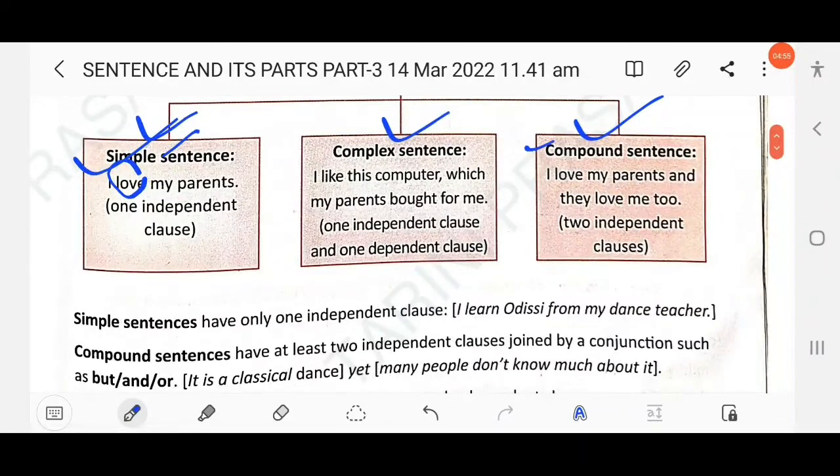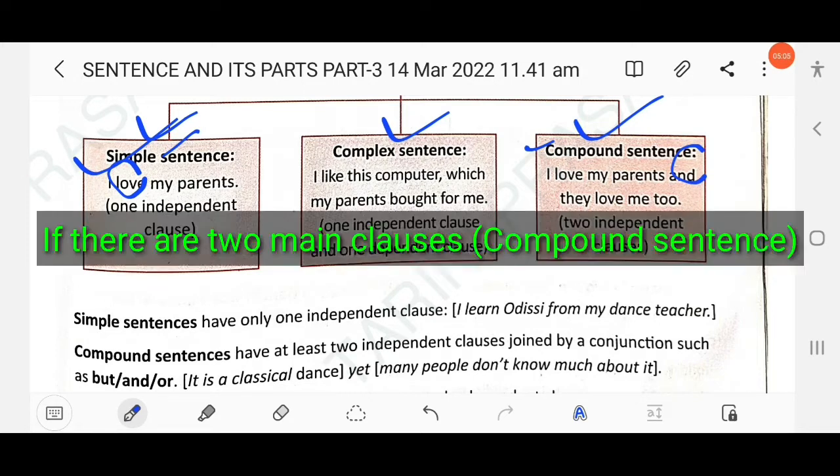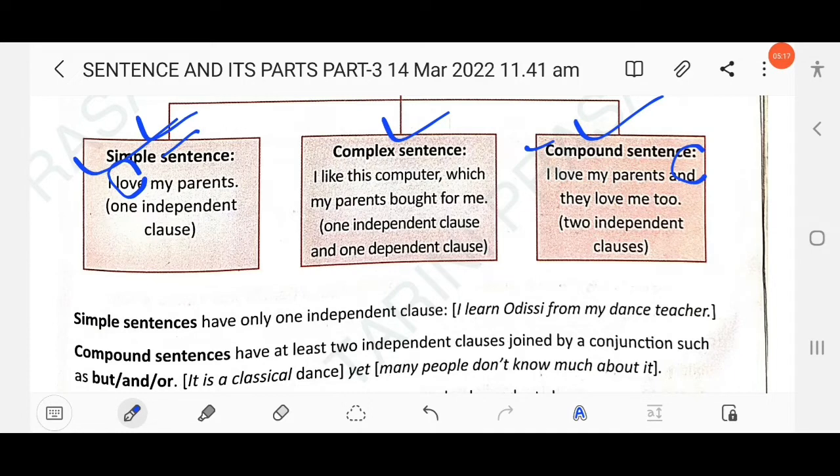Then next, we discuss what a compound sentence is. Here: I love my parents and they love me too. There are two independent clauses. That means if there are two main clauses, not subordinate clauses, two independent clauses, the main clause is known as an independent clause or principal clause. So if there are two main clauses, the sentence will be considered a compound sentence. Clear? So this is the first way in which we can identify the compound sentence.